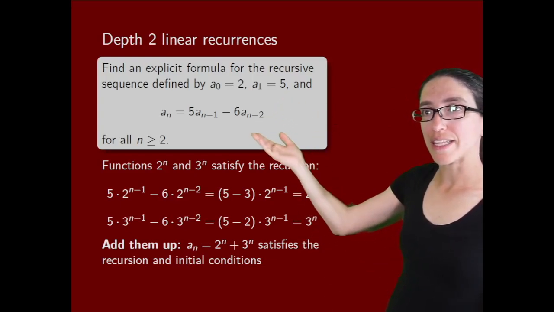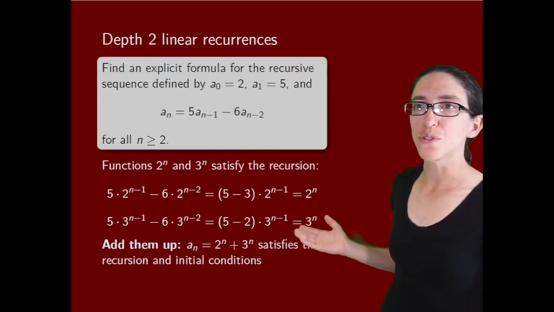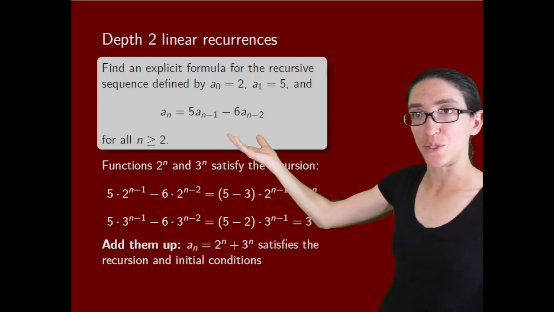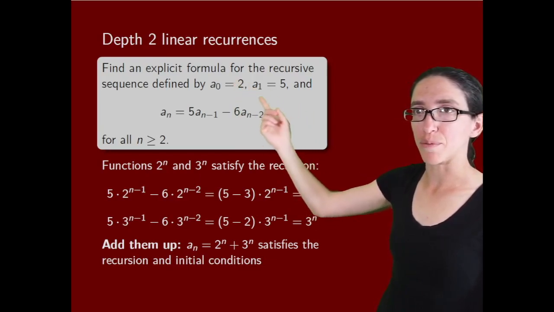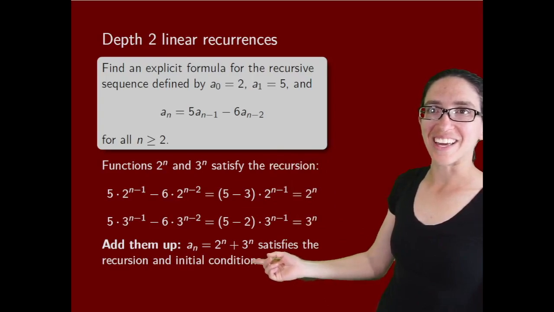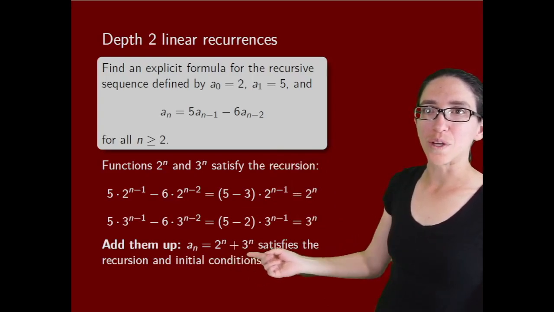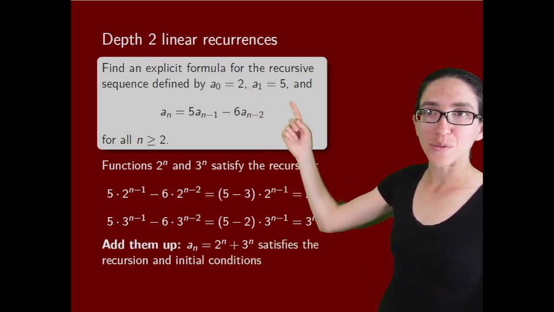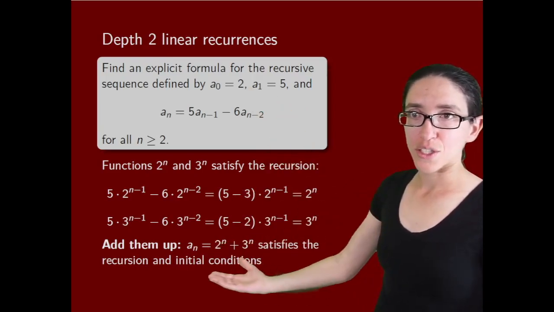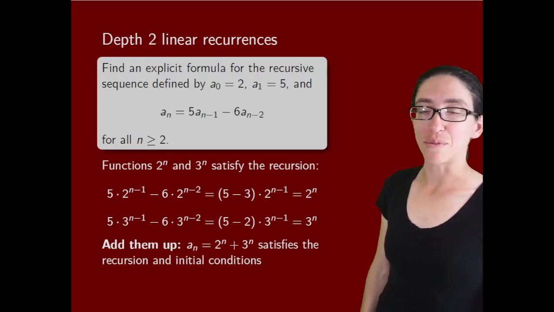And the cool thing about a linear recursion is once you have 2 solutions, then any linear combination of those 2 solutions is going to satisfy the recursion as well. So then you just need to find a linear combination that satisfies the initial conditions. If you add 2 to the n and 3 to the n, then for n equals 0, we get 1 plus 1, which is 2. And for n equals 1, we get 2 plus 3, which is 5. So that satisfies the initial conditions. So our answer is a sub n equals 2 to the n plus 3 to the n.